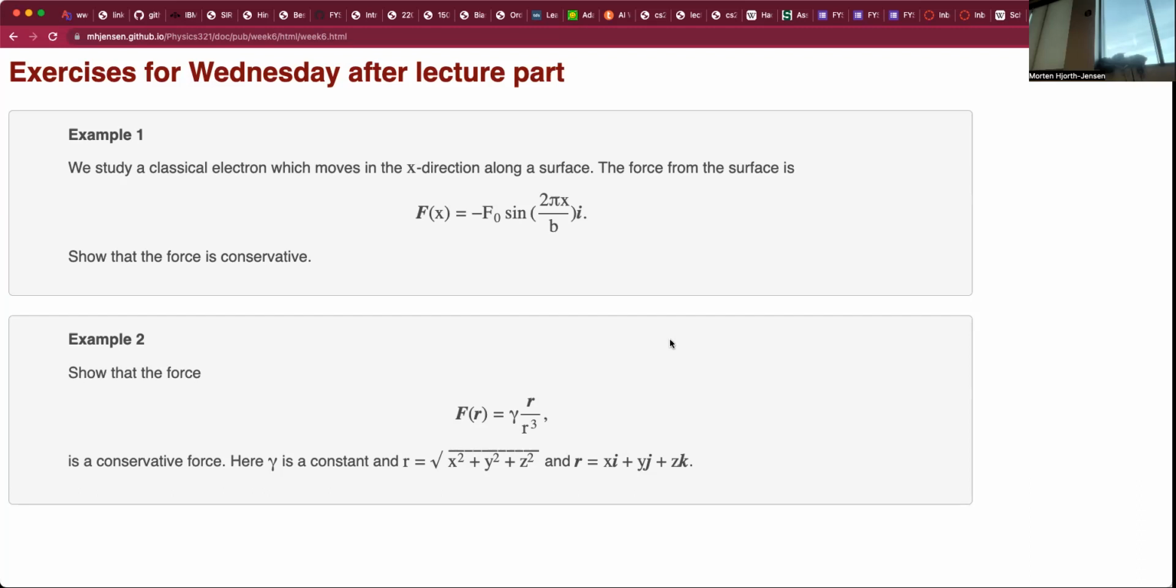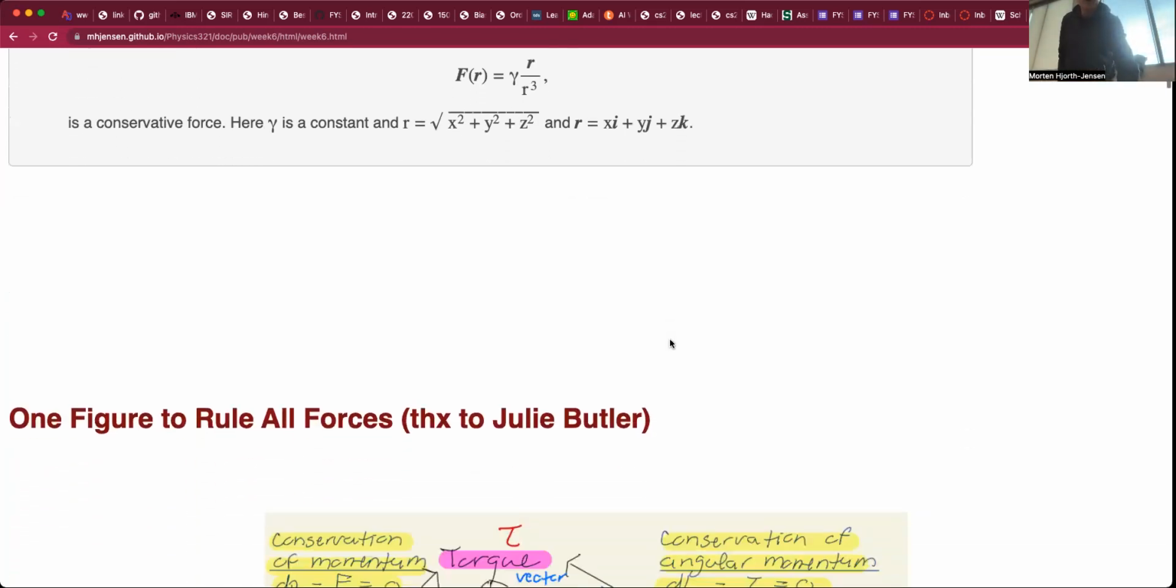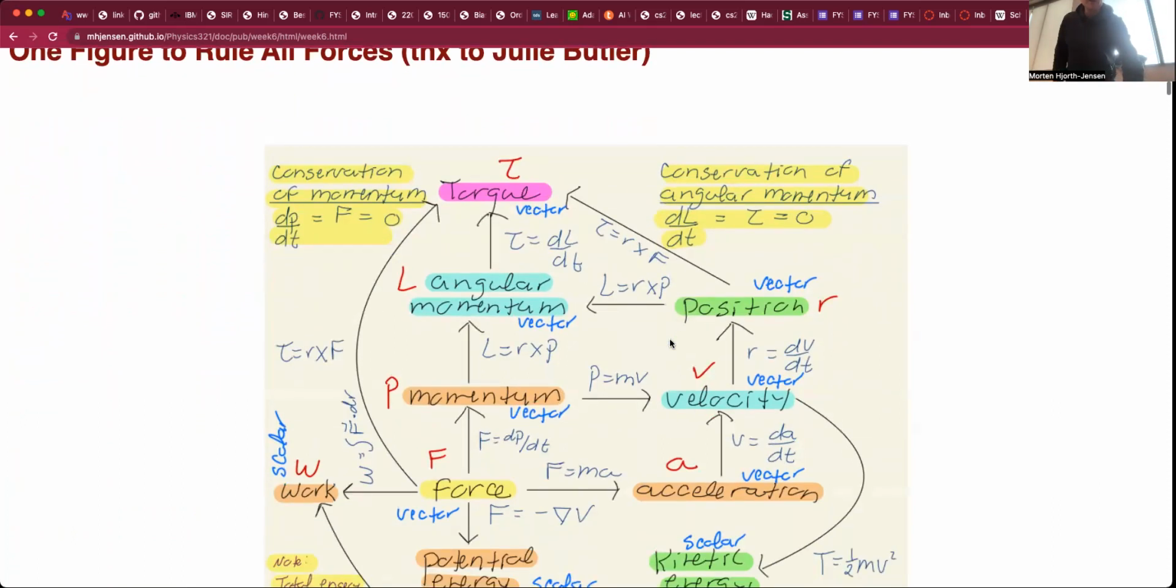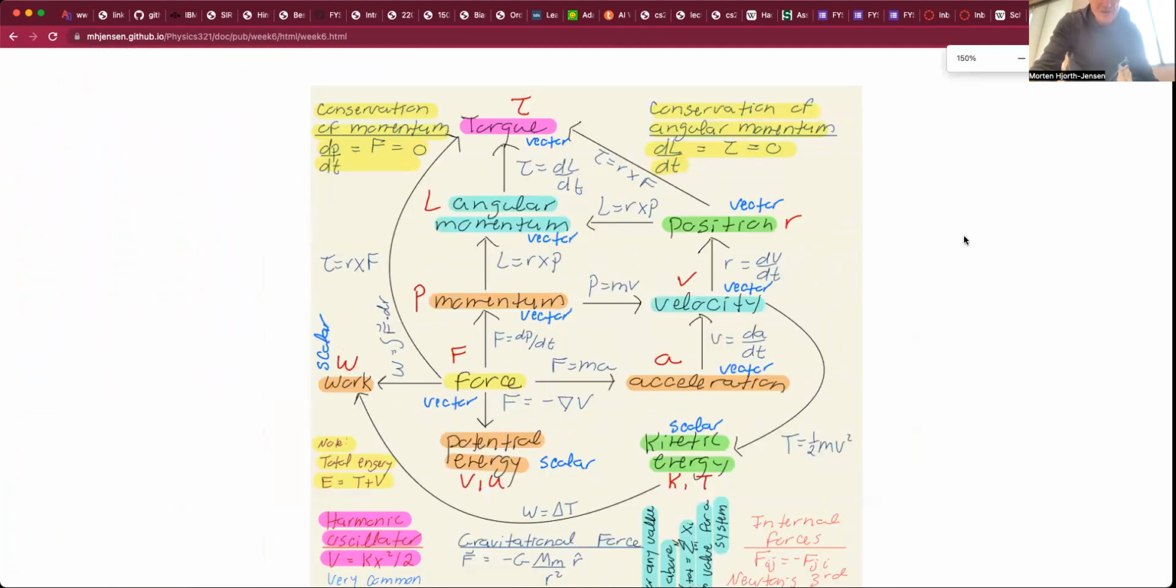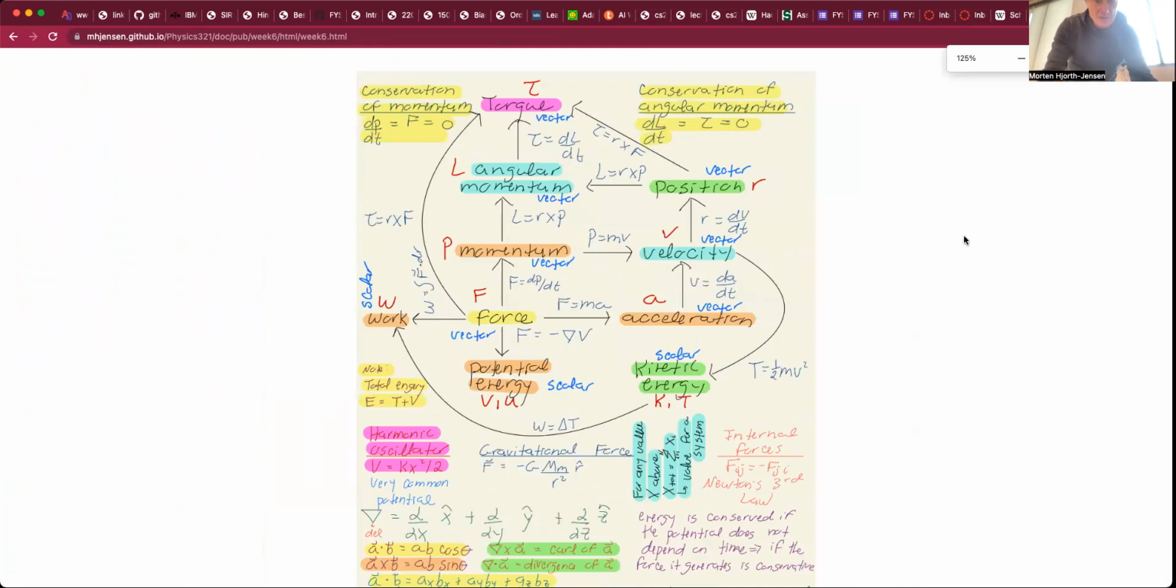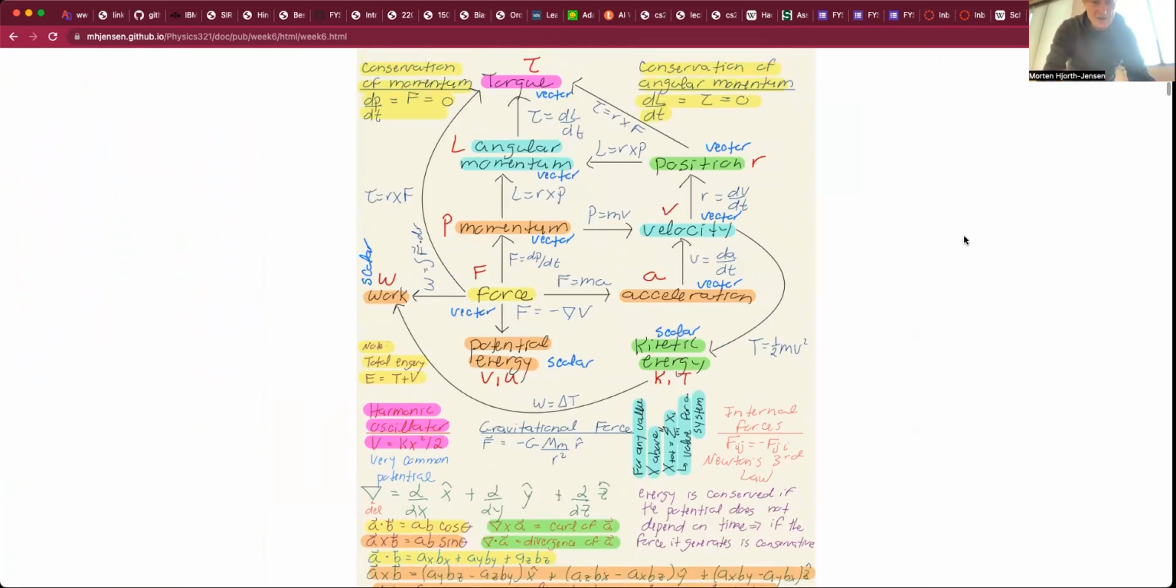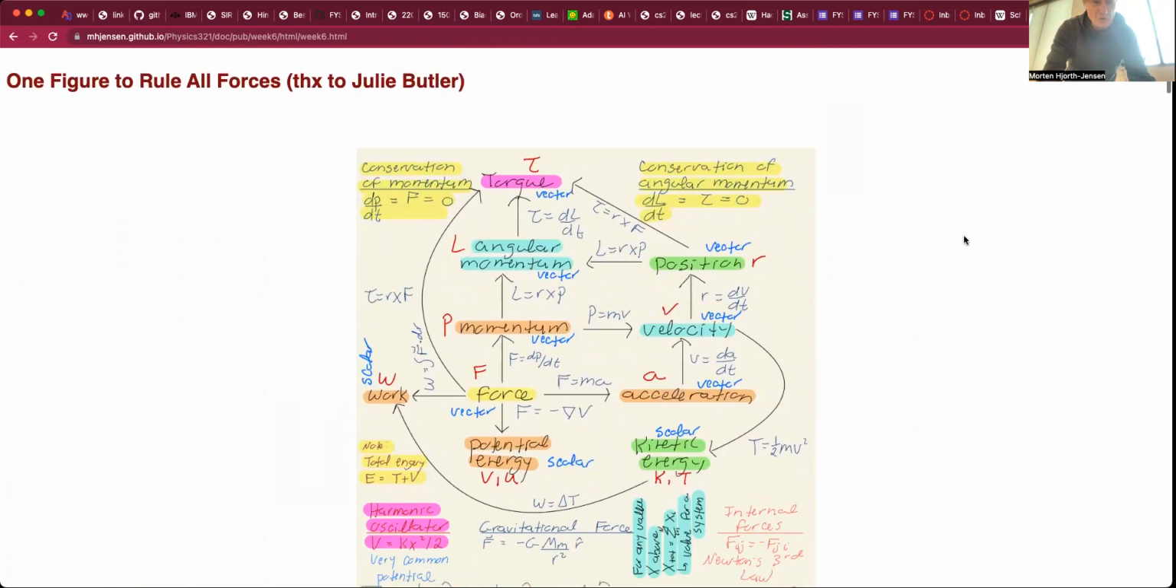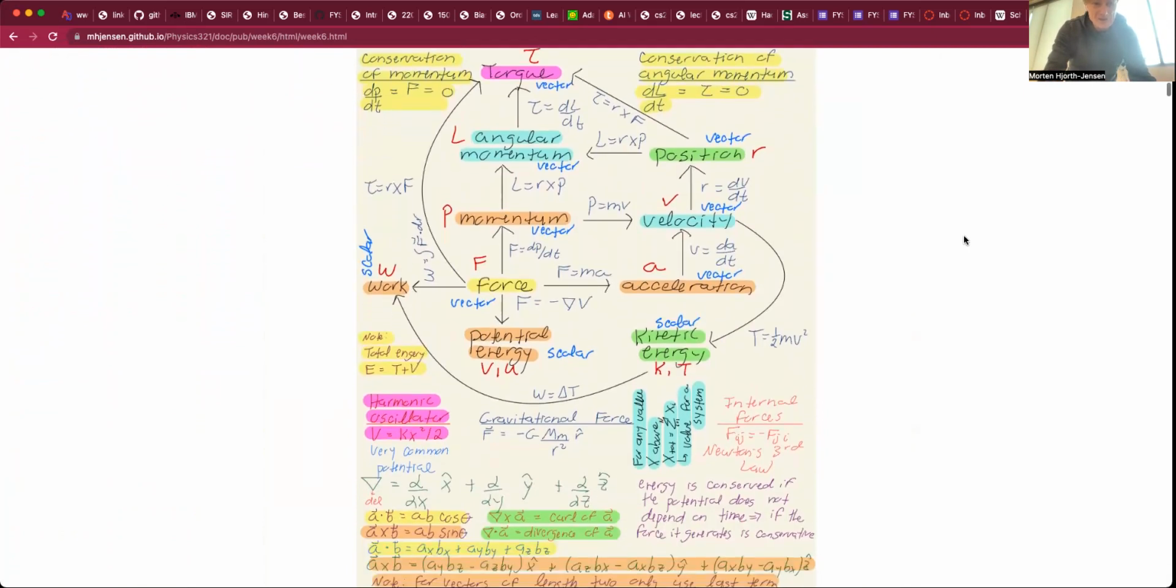Now, the next thing which I wanted to emphasize a little bit is there's a figure here which Julie made, and she was a former TA here. You're just fantastic, by the way. So let me try to reduce the size here so you can see it properly. So this figure here is a so-called one figure to rule all forces. So this figure here links many of the basic concepts which we are going to use in this course here.